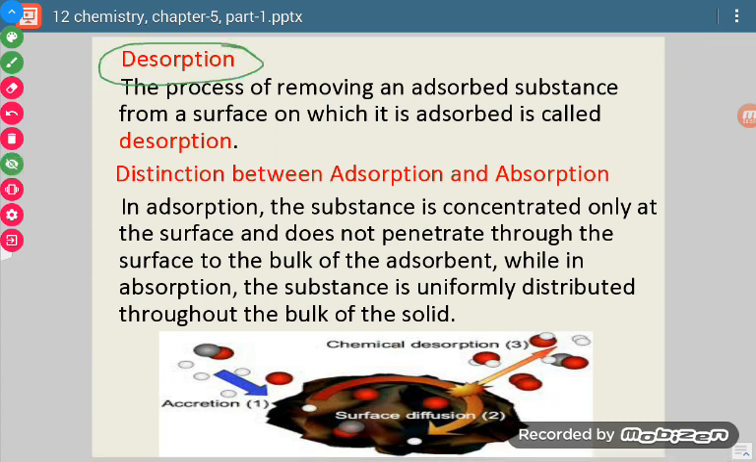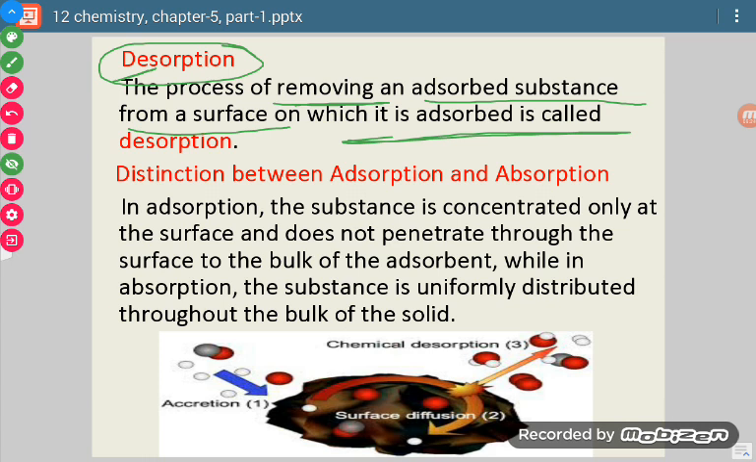Now one more word comes, desorption. Now what is desorption? The prefix D in general means removal of. So desorption means the process in which the adsorbed substance is removed from the surface on which the adsorption process occurred. Okay, so we can say the process of removing an adsorbed substance from a surface on which it is adsorbed is called desorption.